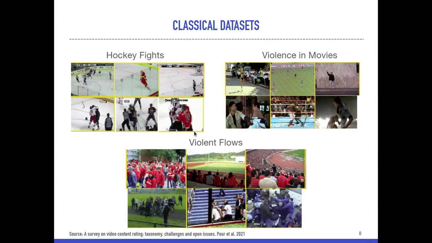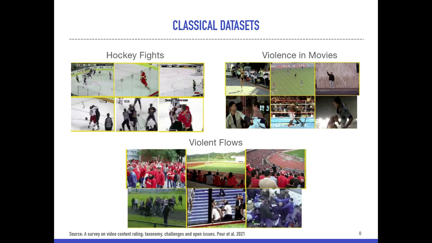The Violent Flows one is from 2012, and the biggest of the three is Hockey Fights. This dataset has 27 minutes of videos, and Hockey Fights is a very specific dataset, short clips from hockey games. Violence in Movies has more varied scenes, but the violent ones are very different from non-violent ones. Here, the top row is non-violent and the bottom row is the violent scenes. They are very different. Violent Flows focuses more on crowded scenes, so we have stadiums and crowded streets.